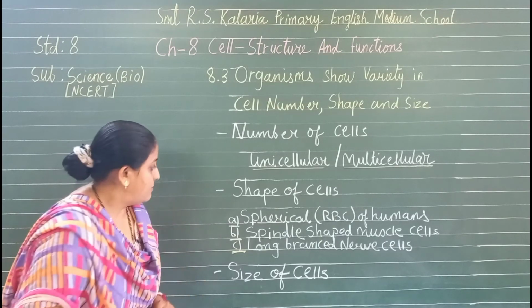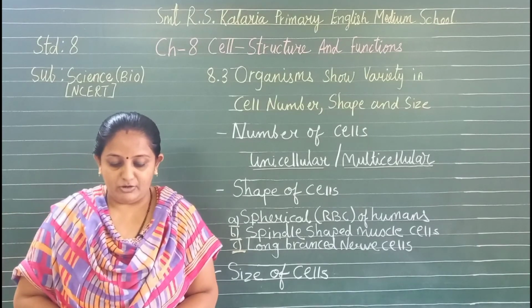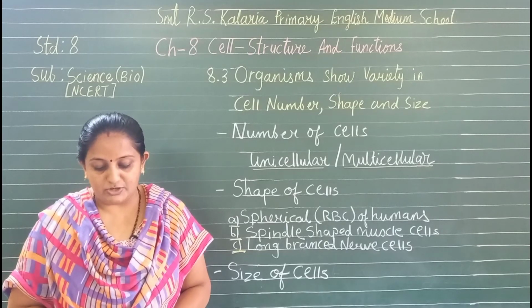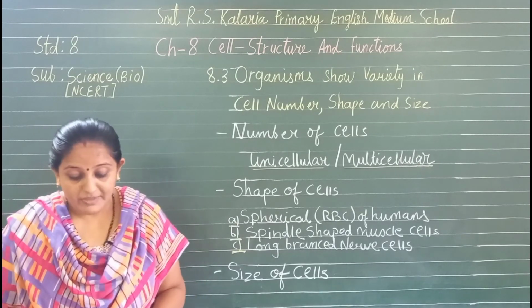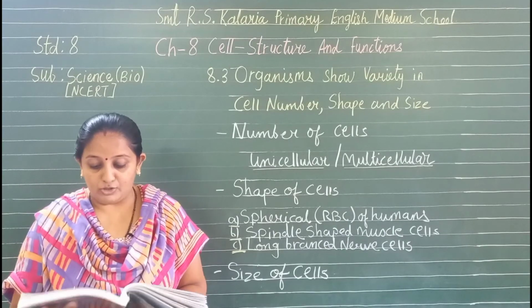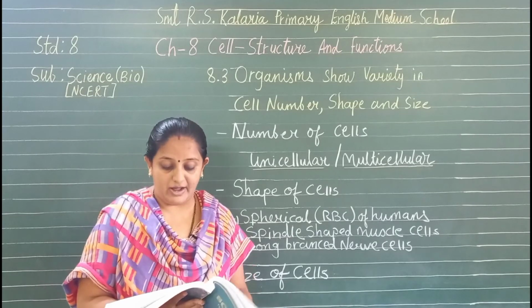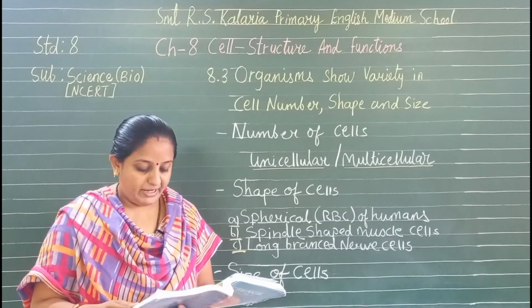Now let us understand about the size of cells. The size of cells in living organisms may be as small as a millionth of a meter, that is a micrometer or micron, or may be as large as a few centimeters. However, most of the cells are microscopic in size and are not visible with the unaided eye. They need to be enlarged or magnified by a microscope.